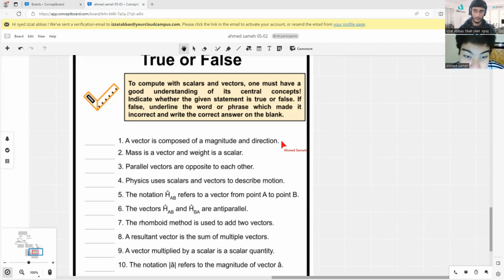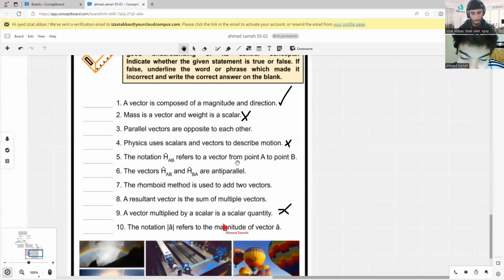Here you go, sir. Done. Yeah, these are the only things that I think we have not discussed. Okay, no problem. A vector is composed of magnitude and direction. Mass is a vector and weight is scalar. No. Parallel vector opposite to each other. Just leave it. Physics uses scalar and vector to describe motion.